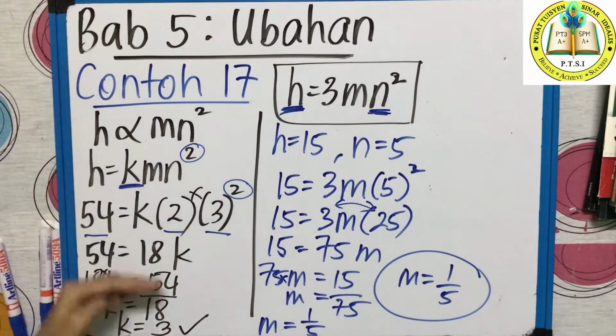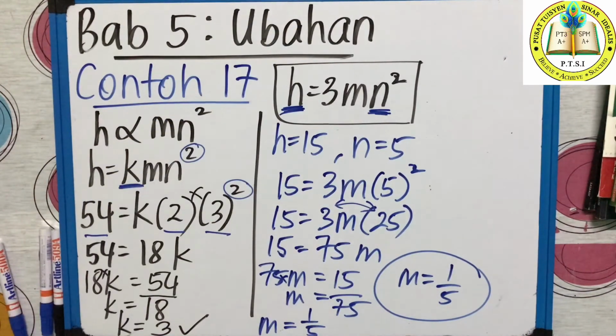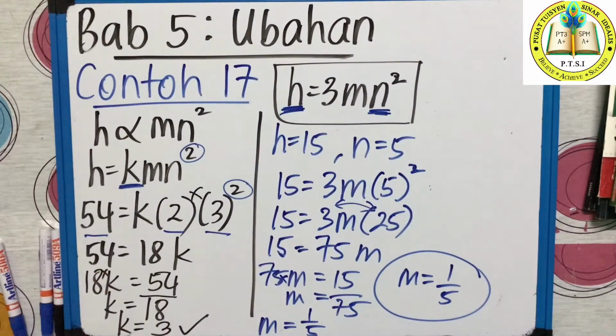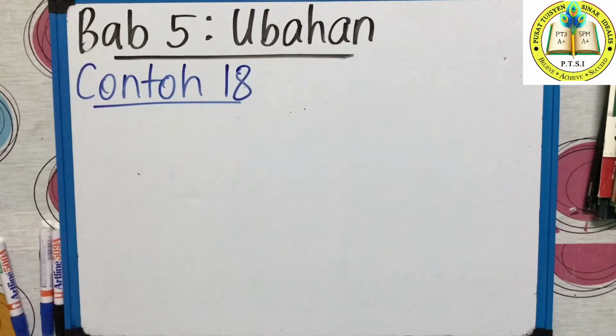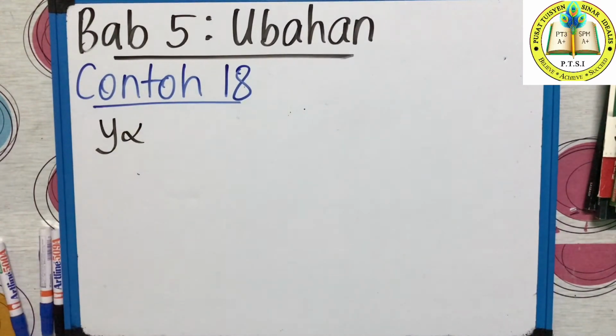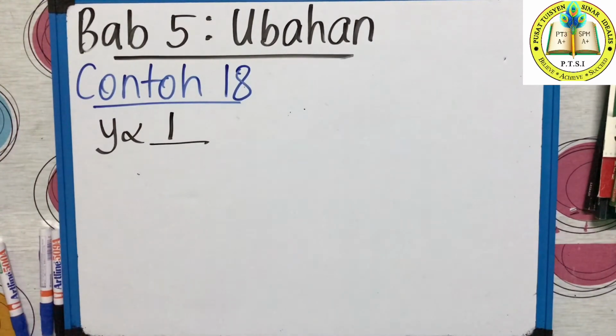The first working, find the K. Second working, find the value that they ask. Tapi persamaan mesti betul. Soalan seterusnya adalah contoh 18. Okay, contoh 18. Y berubah secara songsang. Teacher right here. Y berubah secara songsang. What teacher say songsang? Inverse. Inverse I say must be 1/. Bila mereka kata songsang, it must be 1/.